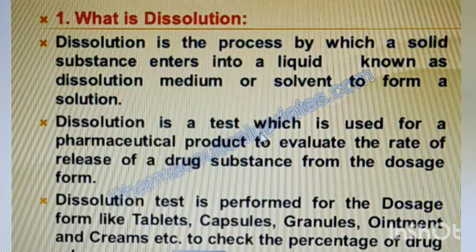So what is dissolution? Dissolution is the process by which a solid substance enters into a liquid known as the dissolution medium or solvent to form a solution. Dissolution is a test which is used for a pharmaceutical product to evaluate the rate of release of drug substances from the dosage form. A dissolution test is performed for dosage forms like tablets, capsules, granules, ointments, creams, etc. to check the percentage of drug release.